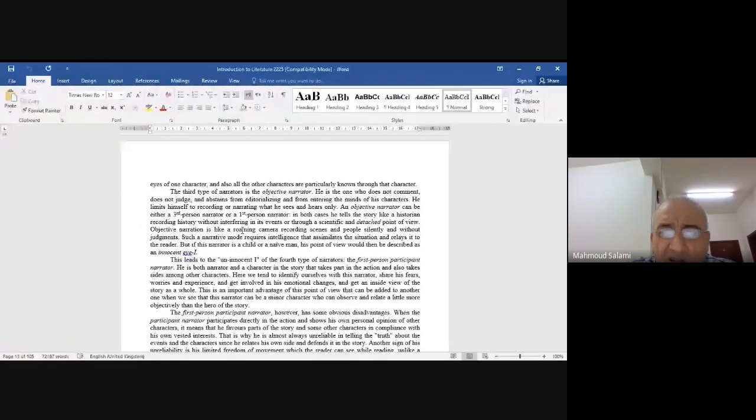That's why I say an objective narrator can be either a third person narrator or a first person narrator. In both cases, he tells the story like a historian, recording history without interfering in its events. As I said, this way of narration is not really much there. That's why we call it a detached point of view, or very objective in this sense.